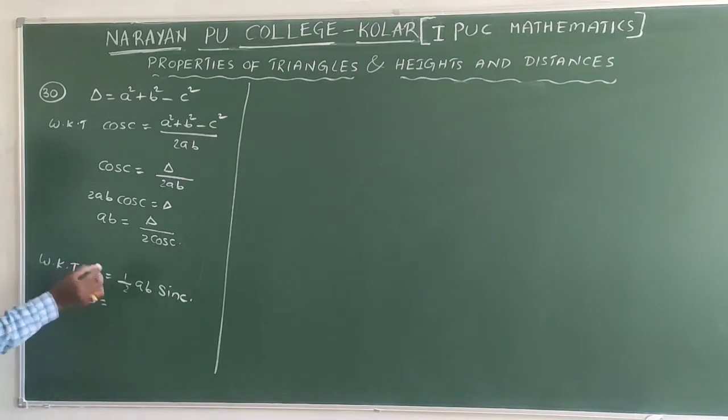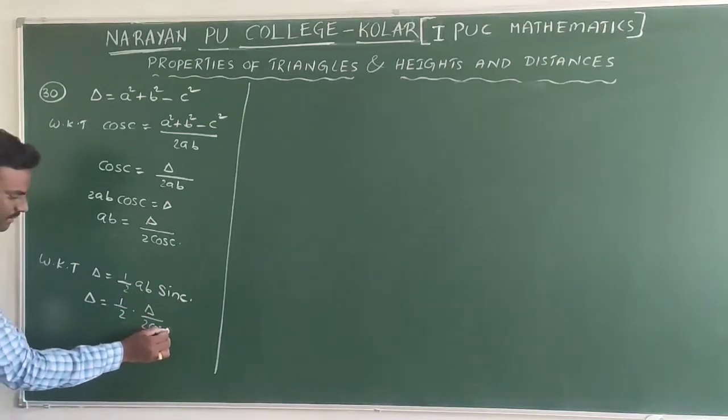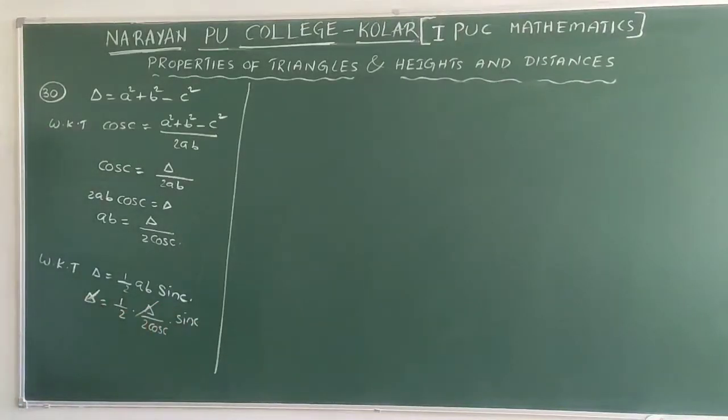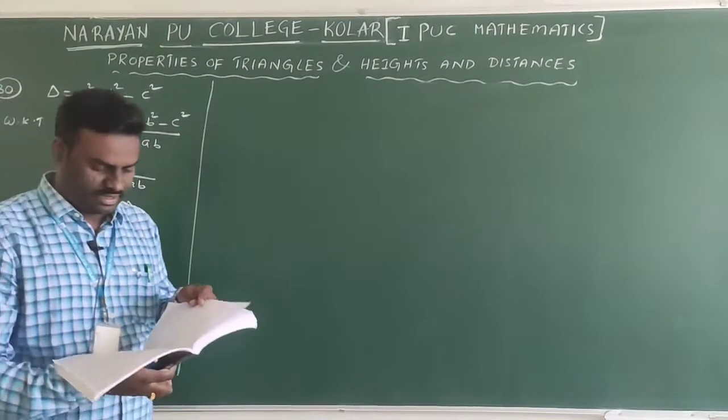Now delta equals half into, in place of ab, delta by 2 cos C, into sin C. Now delta gets cancelled. So 2 into 2, 4, is equal to sin C by cos C, that is nothing but tan C. You will get it directly, because in question 30 we need to find the tan C value. Option B is the correct answer.